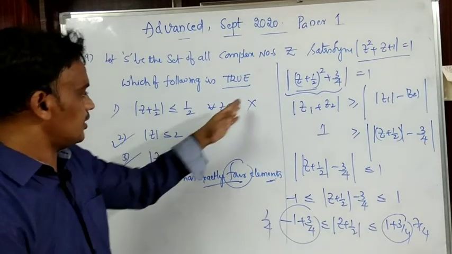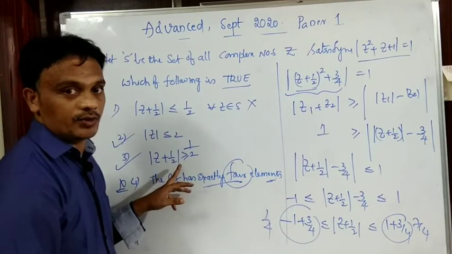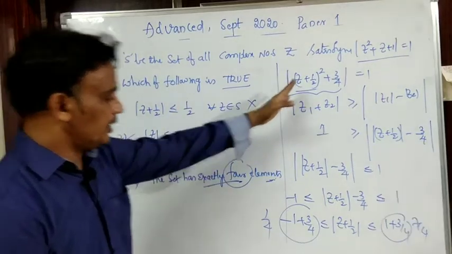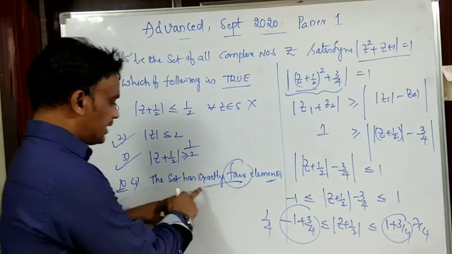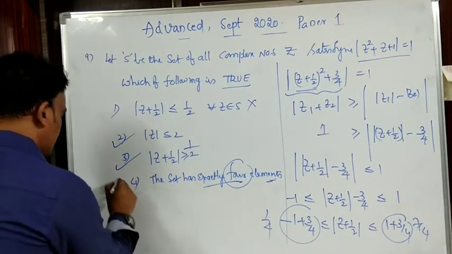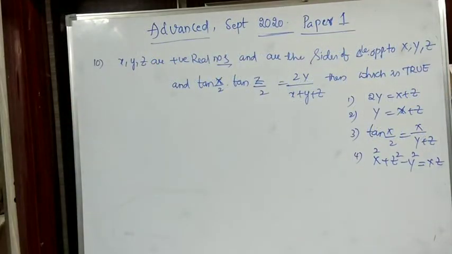And whatever the others are, z plus 1 by 2 less than or equal to 1 by 4, but actually we got greater than or equal to. This is the correct one, this is wrong. And in this modulus, many values satisfy the condition, but they have given that the set has exactly 4 elements. That's why I take this option as wrong. Okay, students, come on, make a note.